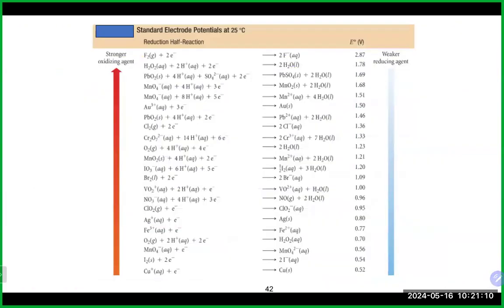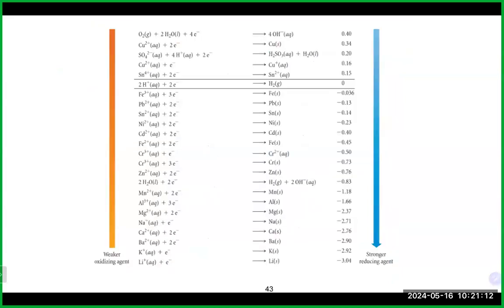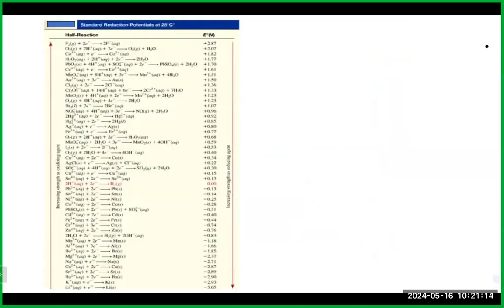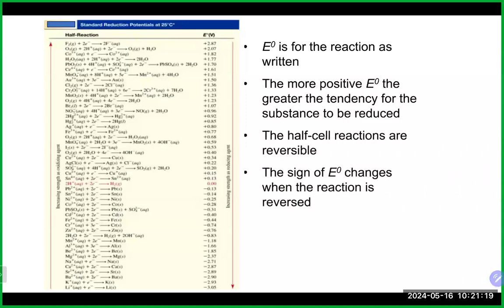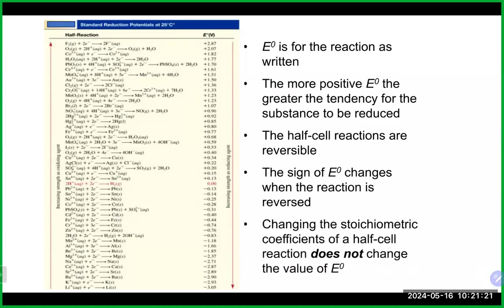There you go. And here's another table, but let's look a little bit more at some of the things that we find in this table and some of the things that we might need to do from this table. Here's a very small one as well. As I mentioned, the E is for the reaction as written. So as I just mentioned, if you are writing the anode reaction, you really should adjust the sign for the E because that's the way you wrote the reaction.